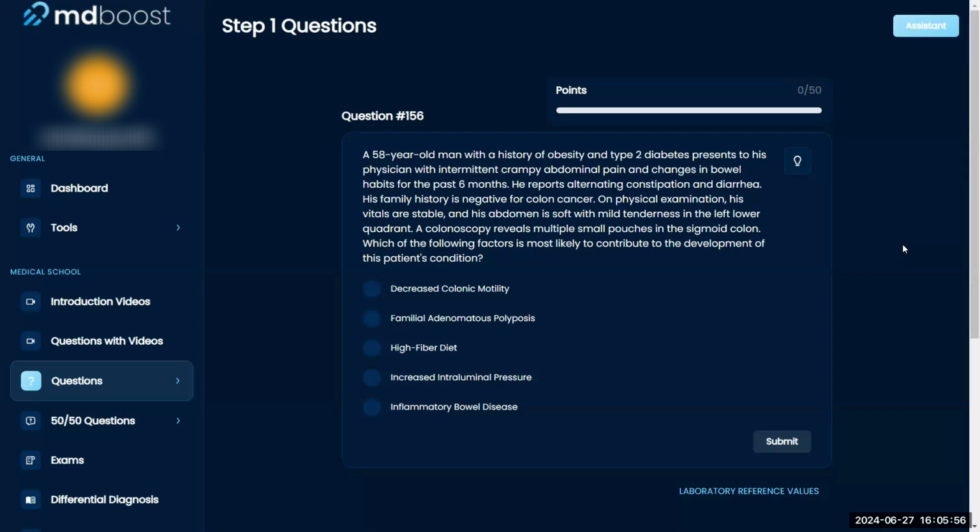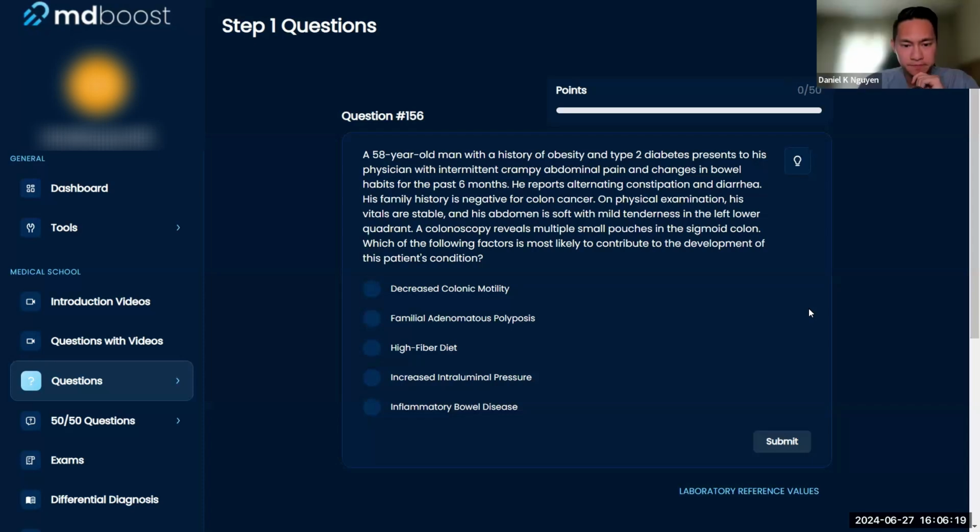Okay. Normally, my strategy so far has been to read the question first. So I'll go, which of the following factors is most likely to contribute to the development of this patient's conditions? So this is where I start to have inconsistencies. Sometimes I'll take a peek at the answers, and sometimes I don't. But like what I'm doing right now, I already see decreased colon motility, so I know it's a GI issue. And then I go up and start reading and picking out important stuff.